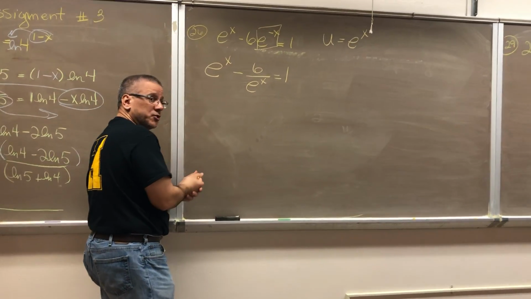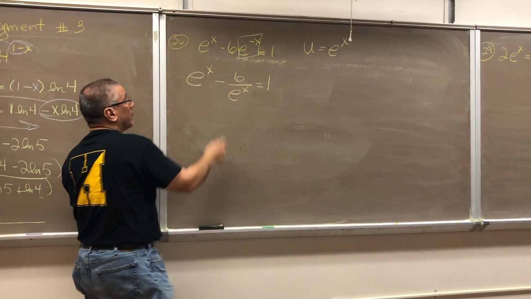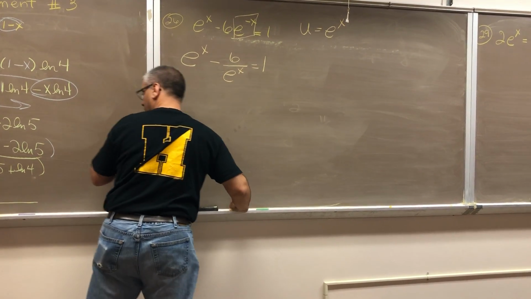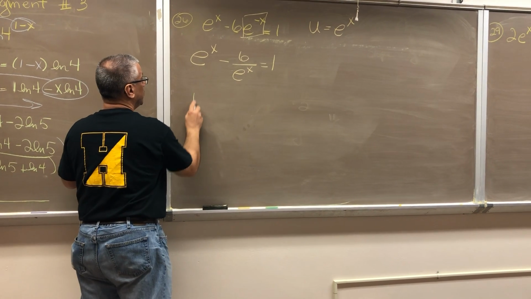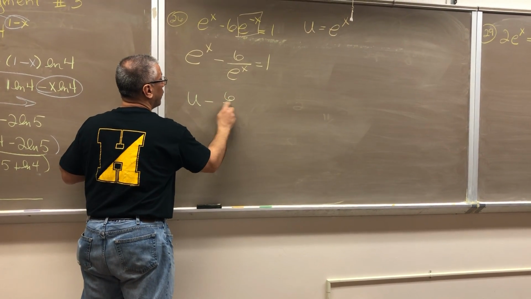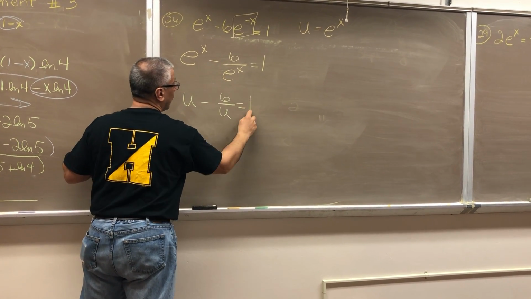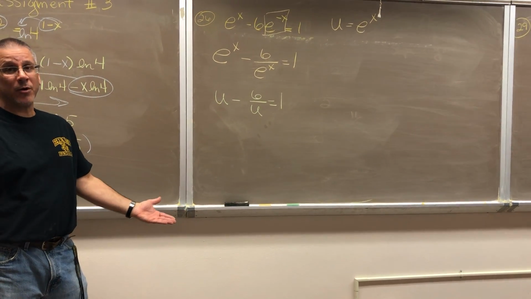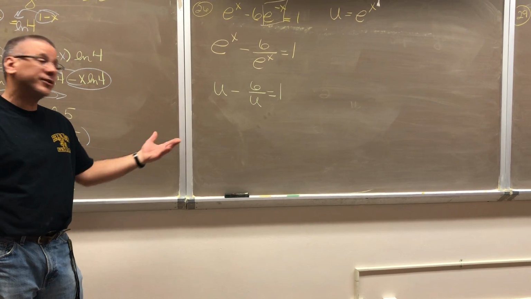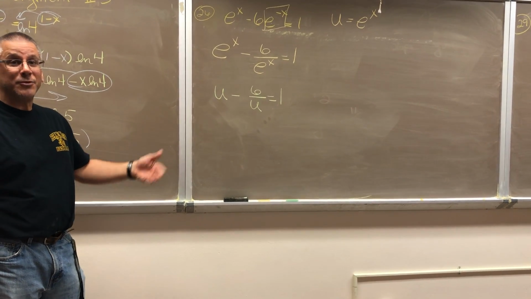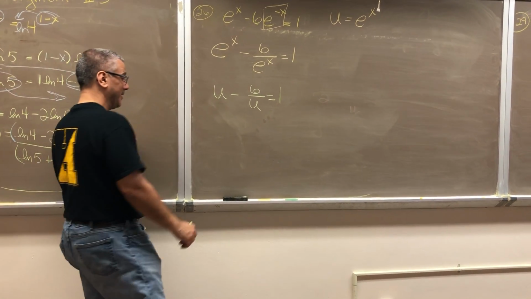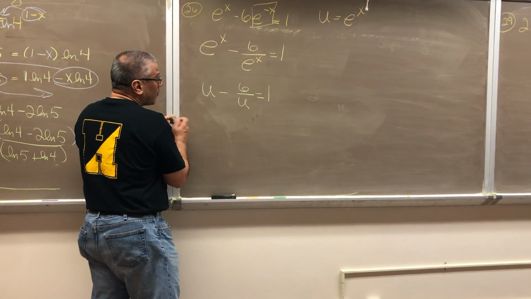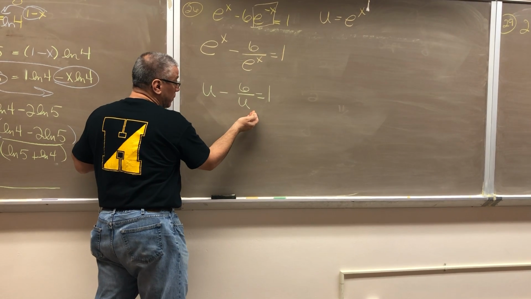Now I'm going to do my substitution. Wherever I see e to the x, I'm going to type in u. u minus 6 over u equals 1. That's a nice easy equation. There's no e's in there anymore, it's all a u, or whatever favorite letter you used. Lynn, you could use the letter L. Giantonia, G. Now, all I have to do is solve for u.